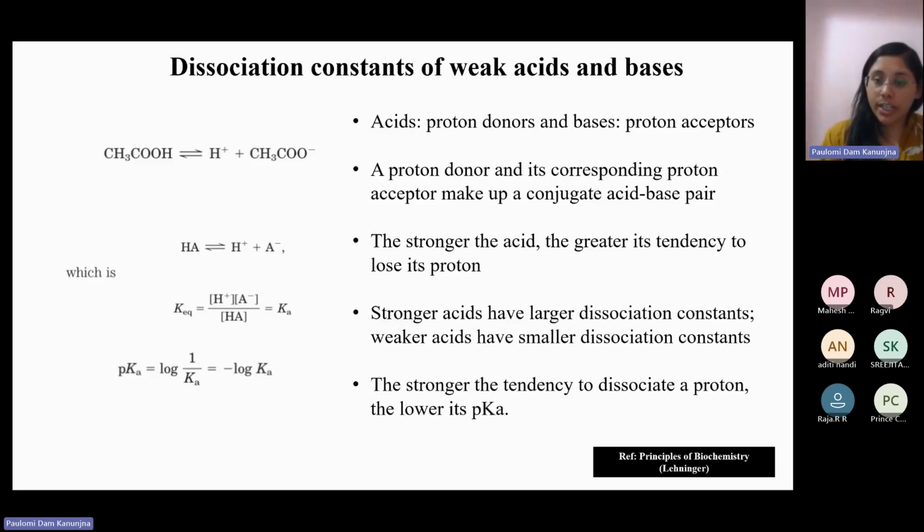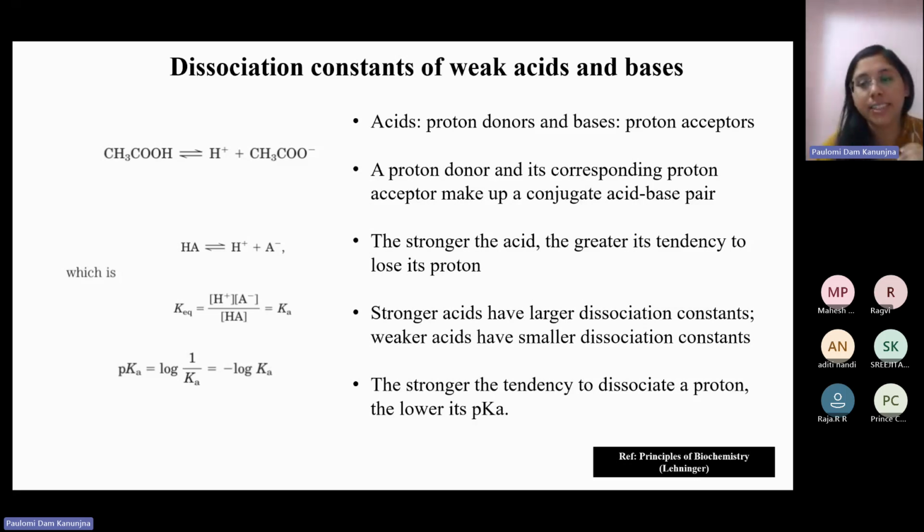Again, stronger acid dissociates, their tendency to lose proton is more. So larger dissociation constant, larger Ka. Of course, if pKa is the negative log of Ka, it means larger the Ka, lesser the pKa. So strong acids will always have the lowest pKa. Weaker the acid, more the pKa values, right? Is this clear? You have this in your lecture notes as well.